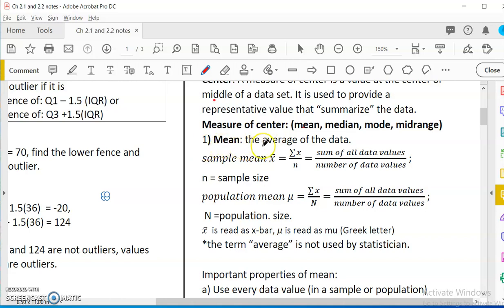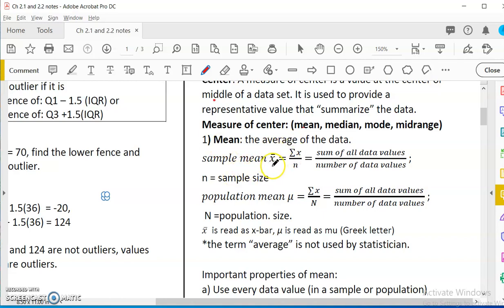One, mean. Mean is actually the average. In real life or in English, we call it the number that you add together and then divide, like averaging it out by adding them and then dividing by the number of data. But in statistics, we have another name for it. We call it the mean. We never use the word average anymore.